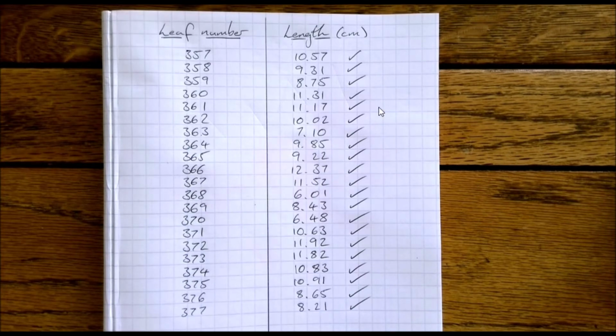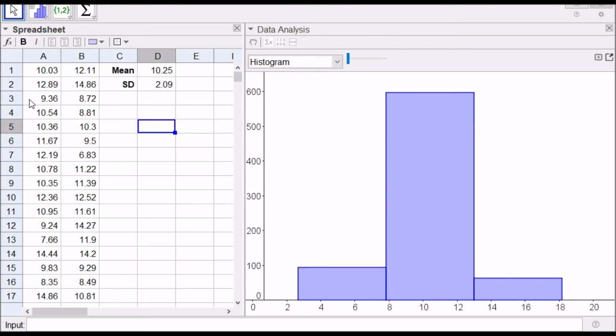Okay, I finished typing in all my data. I've ticked it all off, and here it is in GeoGebra. Here's all my data. I've calculated the mean length of leaf was 10.25 centimetres and the standard deviation was 2.09, and I've asked GeoGebra to draw a histogram of it for me.